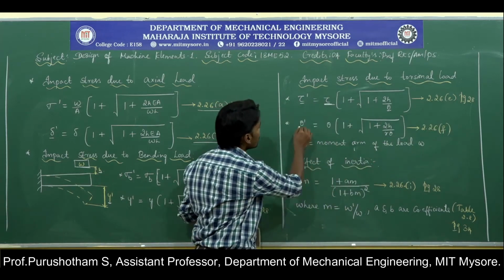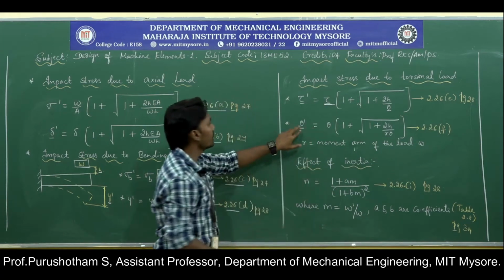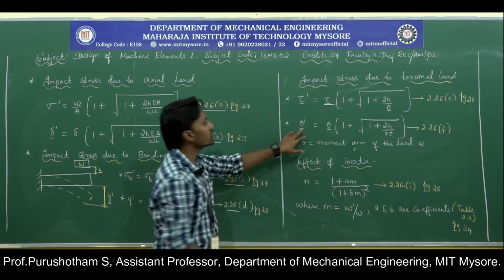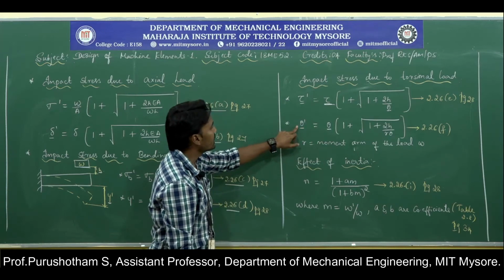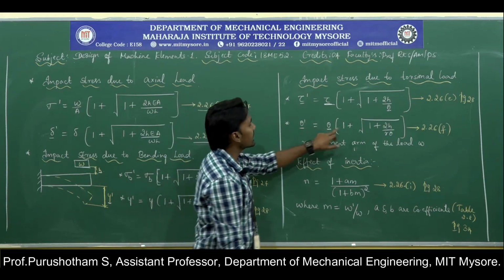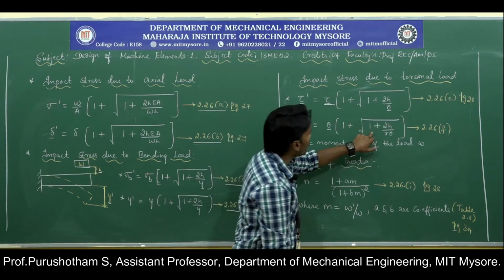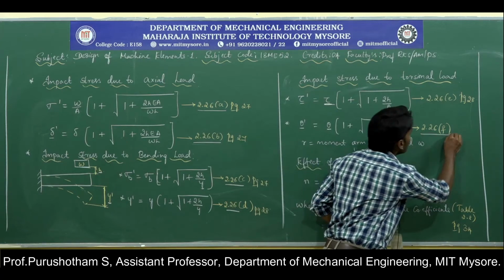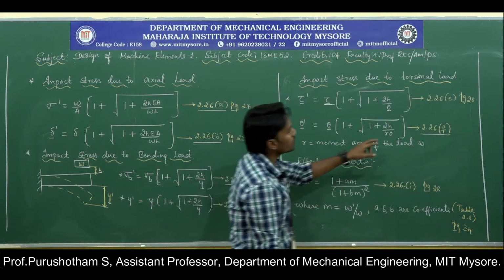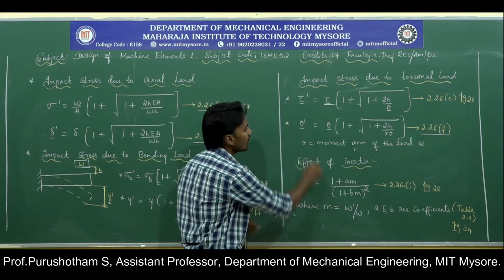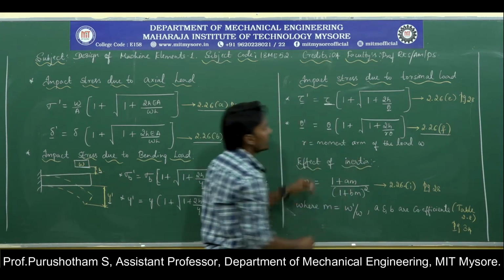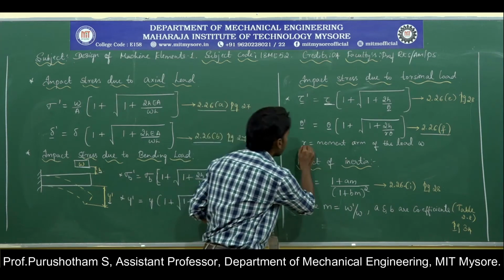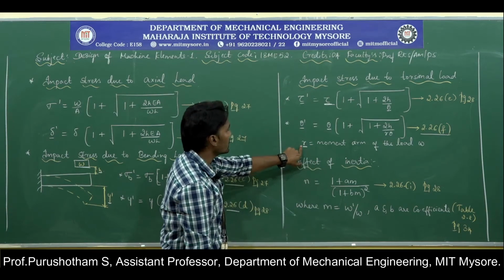Then the angular deformation due to impact load and the angular deformation due to static load are related by the equation theta dash equals theta times 1 plus square root of 1 plus 2h by r theta. This is available in the data handbook equation 2.26f, where r is the moment arm of the load W, that is whatever impact load is applied on the member. Due to that there will be a moment, and that moment arm is called r.